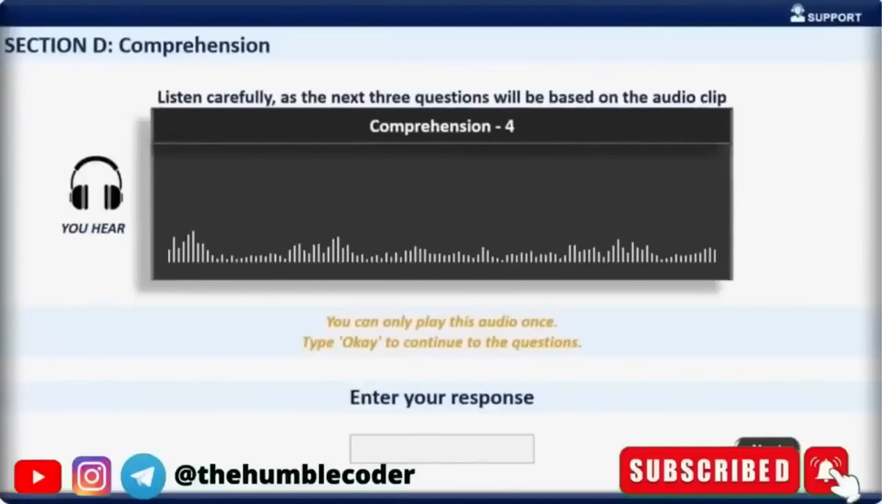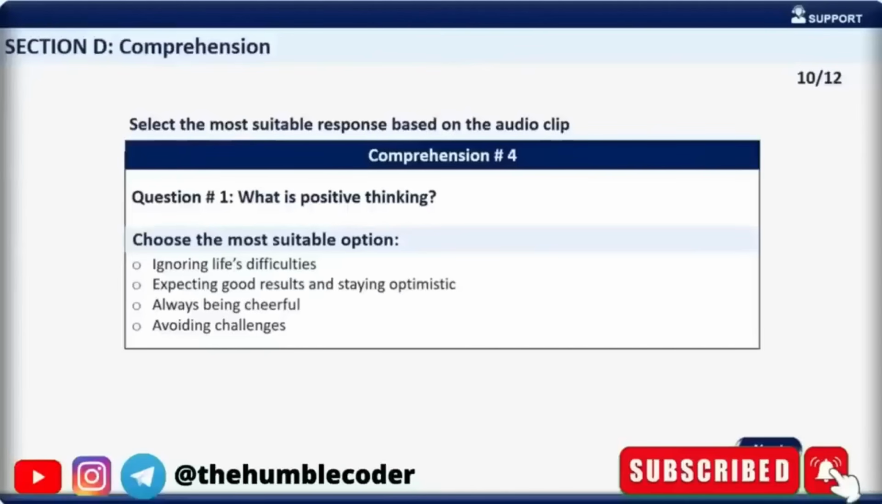So guys, let's see the next 3 questions for it. The first question is, what is positive thinking? The options that we have are, ignoring life decisions, difficulties, expecting good results and staying optimistic, always being cheerful, avoiding challenges. So the correct answer for this question is going to be expecting good results and staying optimistic.